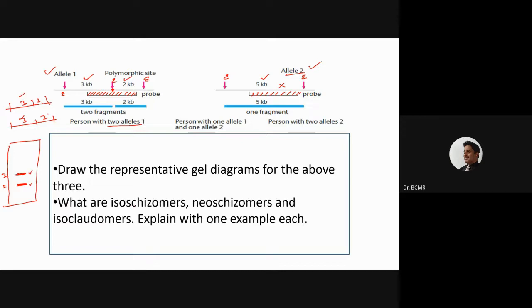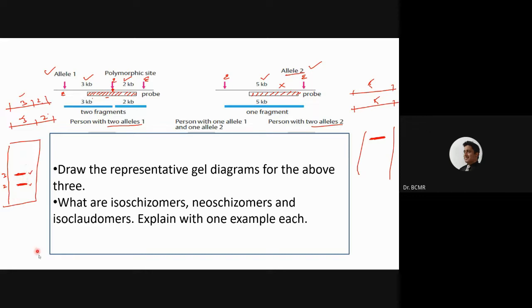But if there is a person homozygous for allele 2, we would expect that this person is going to give, in both cases, because we're saying homozygous, a 5 kb fragment and only one band. The question here, why am I adding a probe? Look at the probe here. It is covering the whole range for 3 kb as well as 2 kb. That is the reason why you are able to see both after Southern blotting. You're able to see both of them.